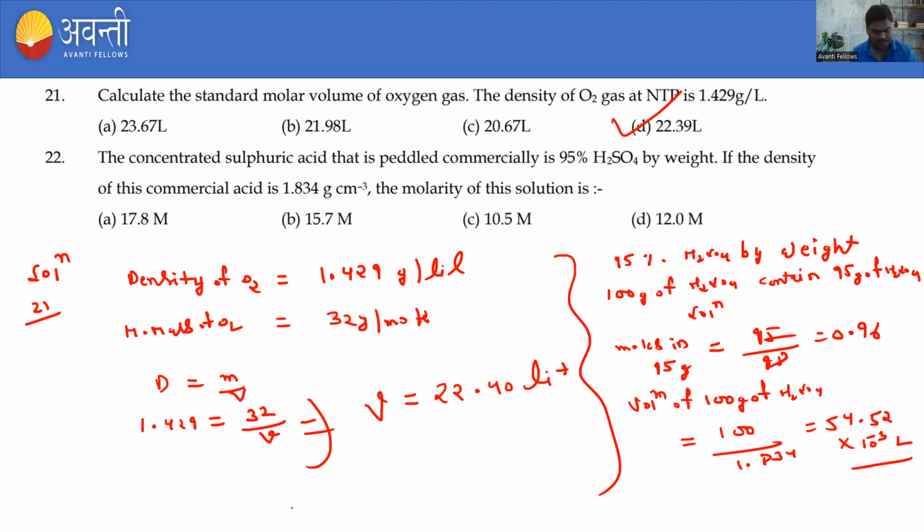So you get the volume. So what is the molarity? You can calculate molarity, that is number of moles, 0.96, upon volume, that is 54.52 into 10 raised to the power -3. So it comes out to be 17.8. So which one is the correct? That is A. So 17.8 is the correct answer.